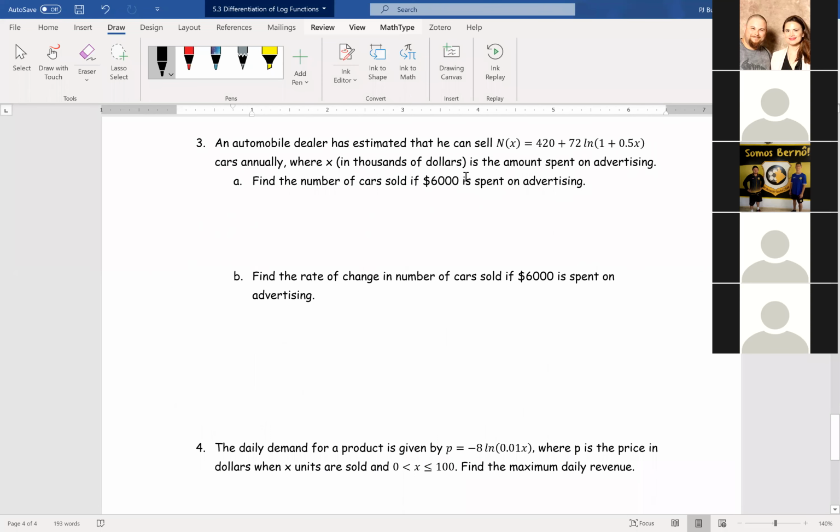All right, so here's an example. An automobile dealer, it's estimated that he can sell N cars annually. X is in thousands of dollars and is the amount spent on advertising. Find the number of cars sold if 6,000 is spent. So if X is in thousands of dollars, then X equals 6 here. And so we would just plug in.